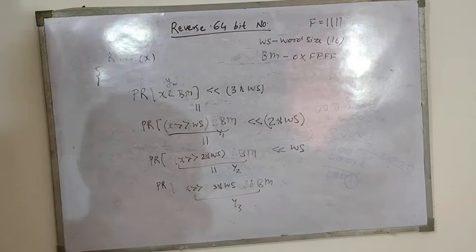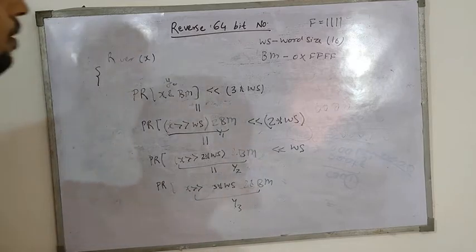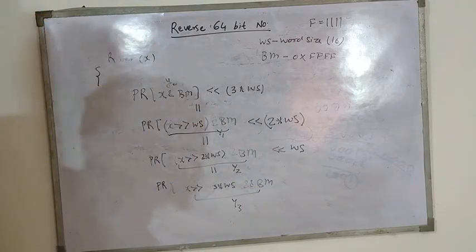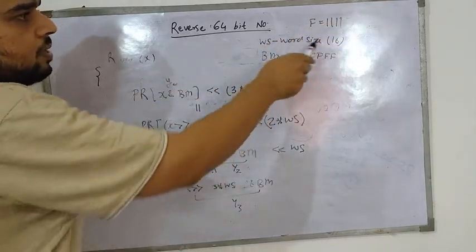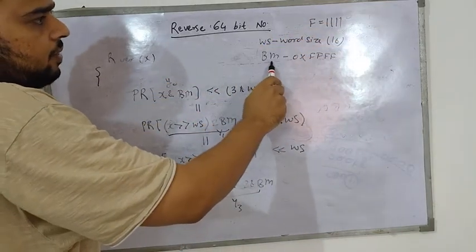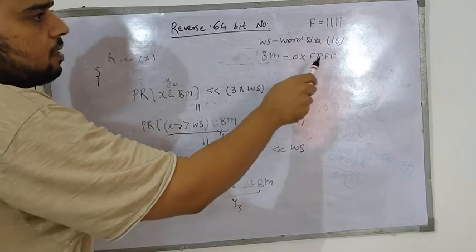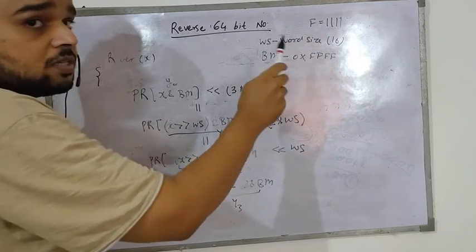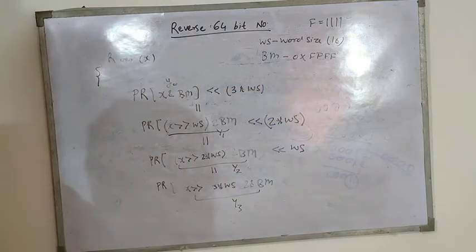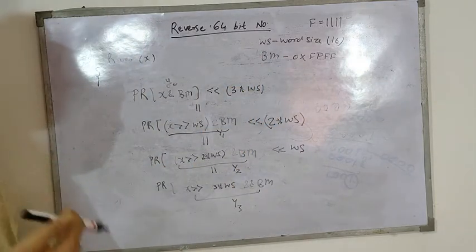So this is the code for reversing the 64-bit number. Here f is 1111, that is 15, the word size is 16, and vm is the bit mask of 1111 1111 1111 1111, meaning 16 bits for the 16-bit size. This is the bit mask.